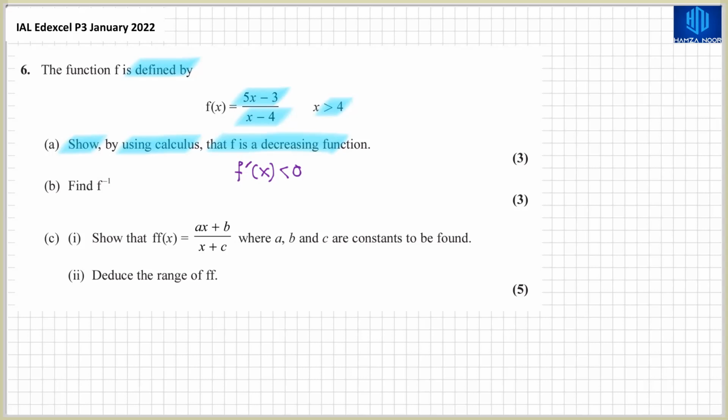Since f(x) = (5x - 3)/(x - 4), f(x) is given to you in the form u over v, where u = 5x - 3, so u' is 5, and v = x - 4, so v' is 1. As f(x) = u/v, f'(x) will be equal to (vu' - uv') completely divided by v squared. This is basically the formula of the quotient rule.